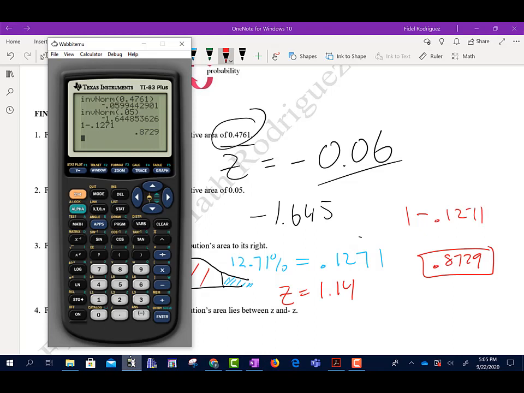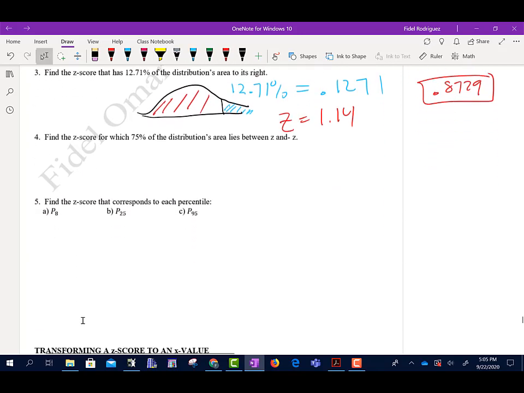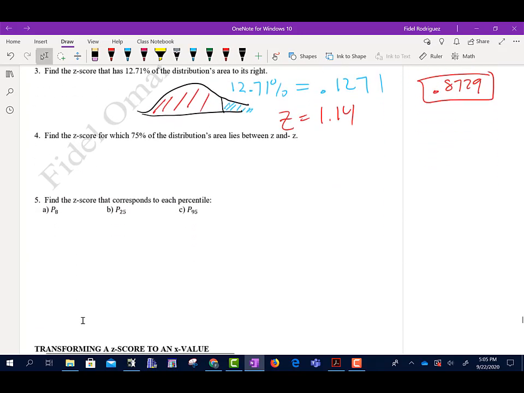And if you wanted to use your calculator, you could go second vars, and we're going to go to inverse norm. And I'm going to type in 0.8729, close it off, hit enter, and 1.14. Okay. So again, guys, I want you to know that you can do these problems either using your calculator or using the table, and whichever one you find easier to use, that's the one that I want you to use. Okay.